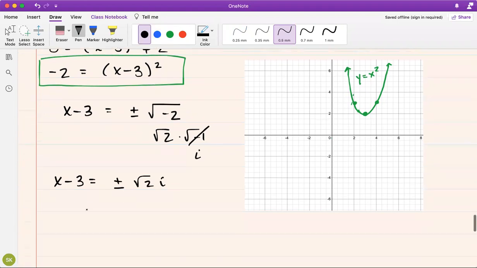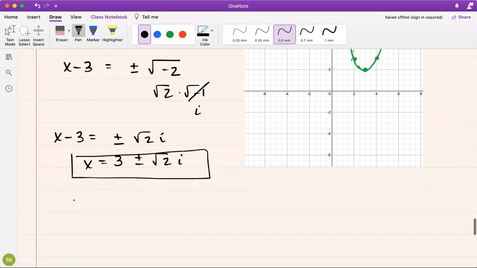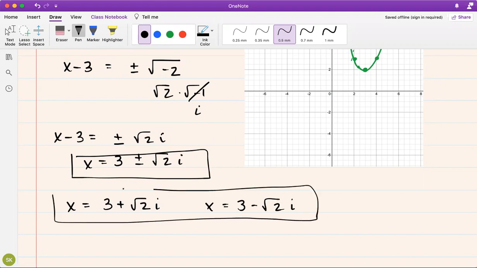Then we move the 3 to the other side. And here are our two complex solutions. I'm going to write them separately. We have 3 plus square root 2 i. And remember, the complex conjugate, which you can see right here, is 3 minus square root 2 i. So those are our two zeros.